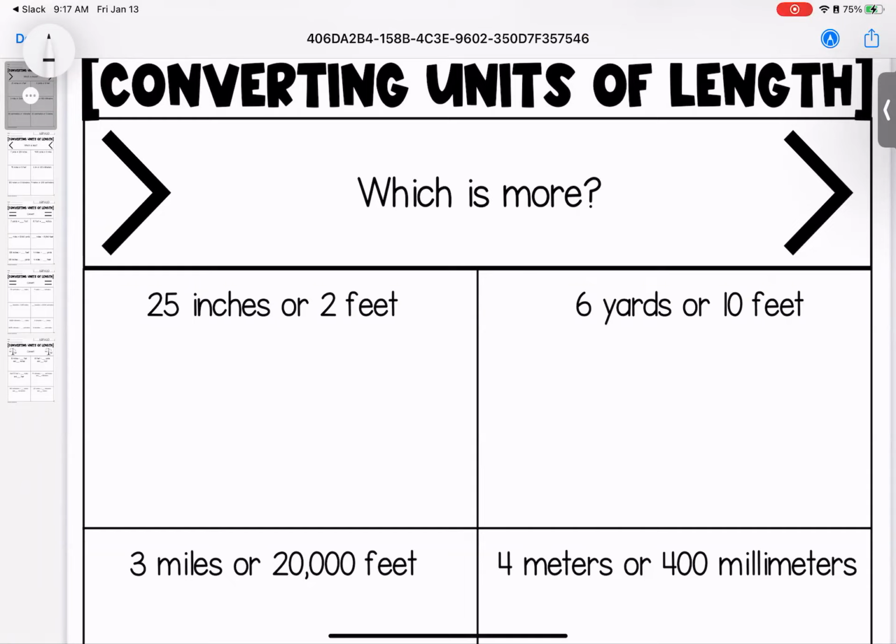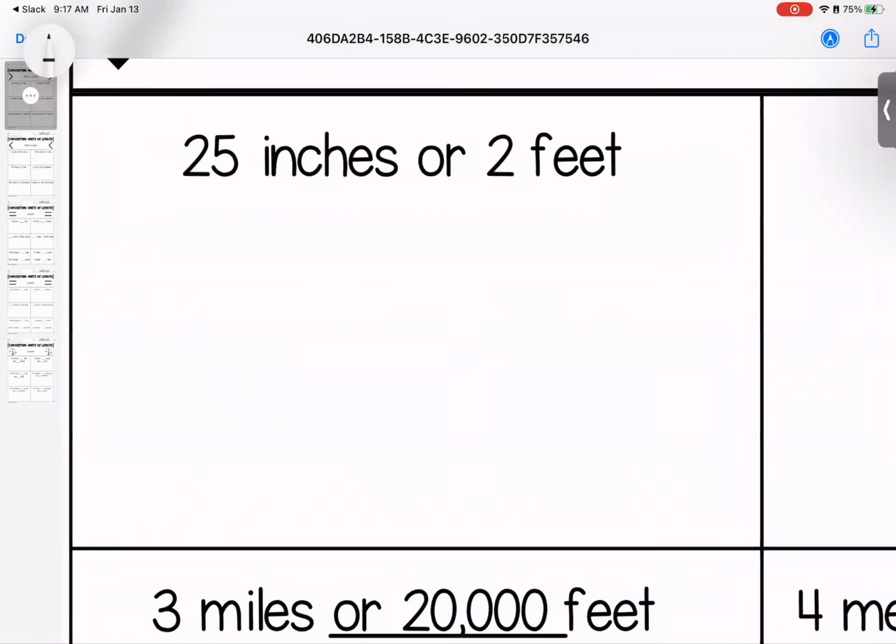I strongly suggest, if you haven't done it yet, to print out the chart that I gave to you if you need some help remembering how to convert and what numbers to use. And with that, let's go ahead and get started.